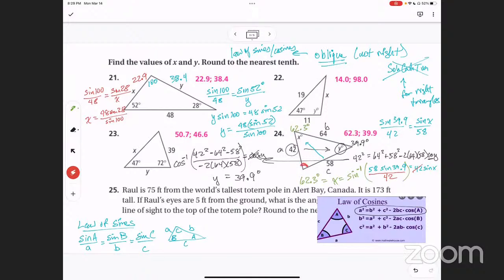Hey, what if they wanted me to find this angle here? Would that be hard now? No, you could just subtract. You just subtract these from one. Perfect. Good job. Awesome. All right.